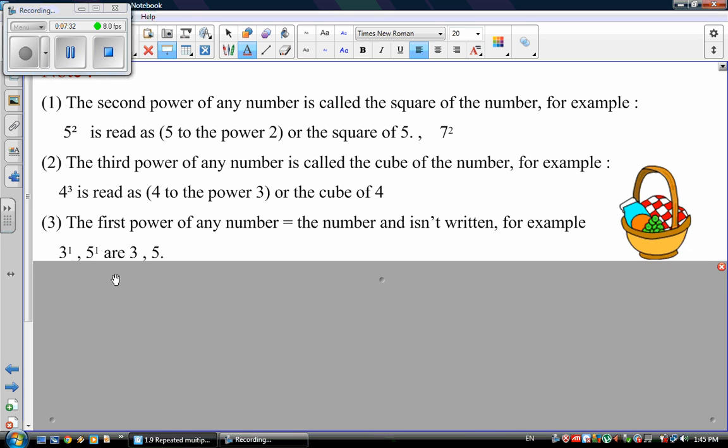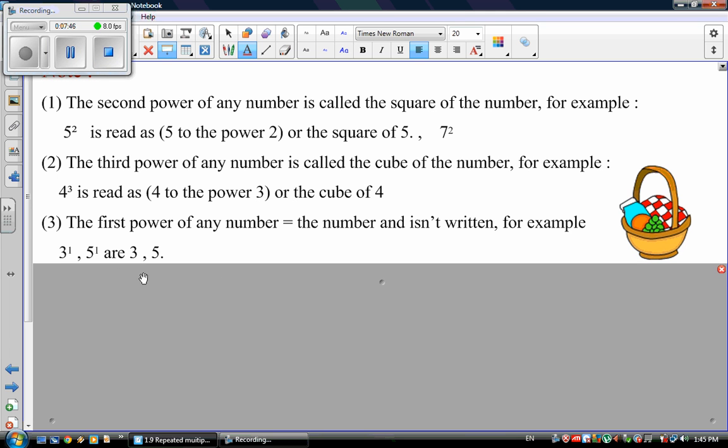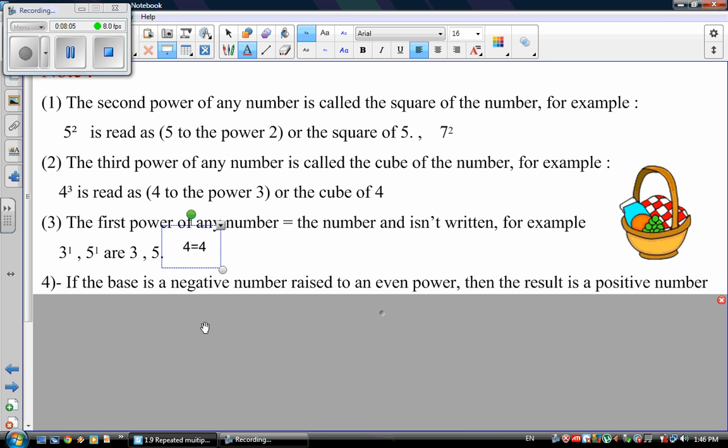Note number 3. The first power of any number equals the number itself, and we don't write any power, like 3 power 1 equals 3, 5 power 1 equals 5. What about 4 power 1 equals 4, but don't write power 1.